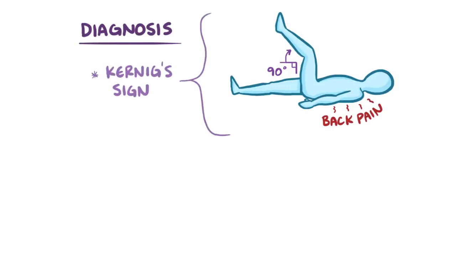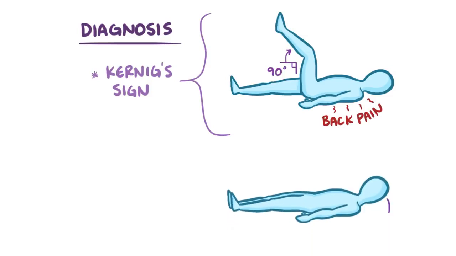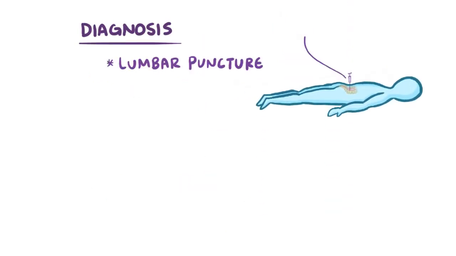Another maneuver is when a person again lies flat on their back facing upwards, and then has their neck supported and flexed. If this causes them to automatically flex their knees or hips, then it's called Brzezinski's sign. If meningitis is suspected, a lumbar puncture can be done. And this is when a needle goes through the lower lumbar vertebral levels of the spinal cord, between L3 and L4, for example. The needle penetrates into the subarachnoid space and a few milliliters of cerebrospinal fluid is taken.